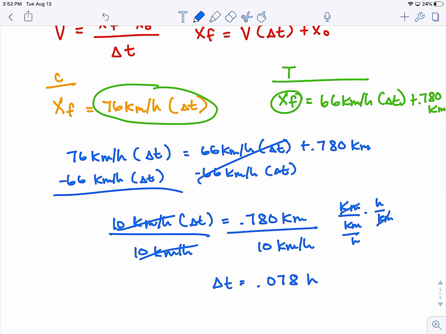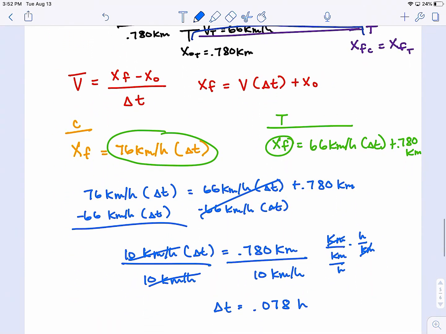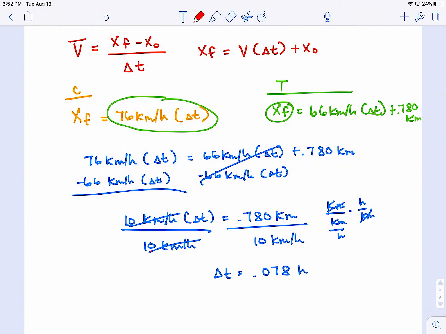Now let's think about sig figs. So technically this 0 right here is significant, and so we should have 2 sig figs.